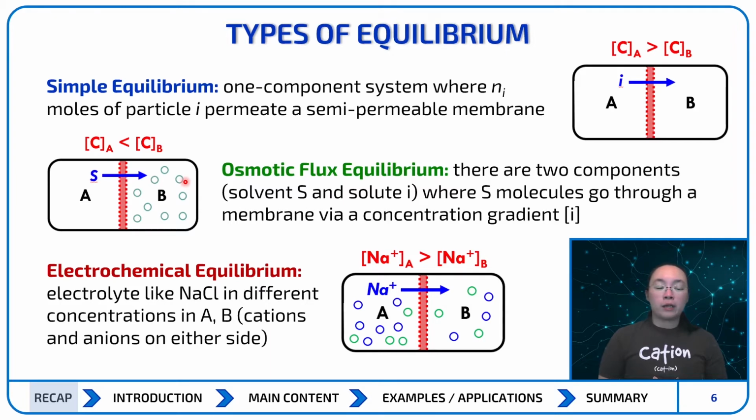Now, for electrochemical equilibrium, what we want to do is take a look at the concentration of specific ions. So electrolytes, like sodium, there might be a higher concentration of sodium over here and a lower concentration of sodium over here. In that case, there are cations and anions on either side, so that usually means that you'll end up with two phases that are electrochemically inert or in equilibrium with each other. So basically, they're all neutral.